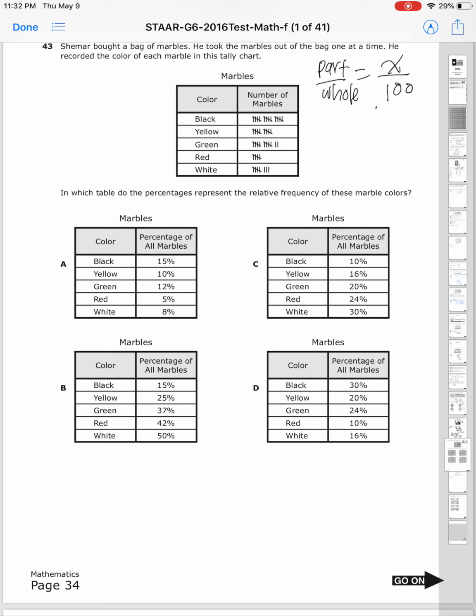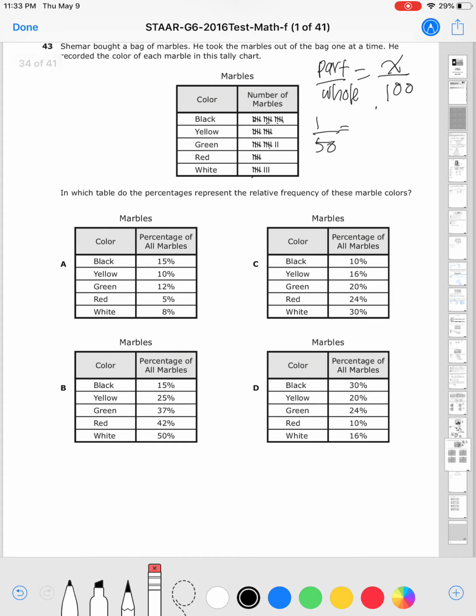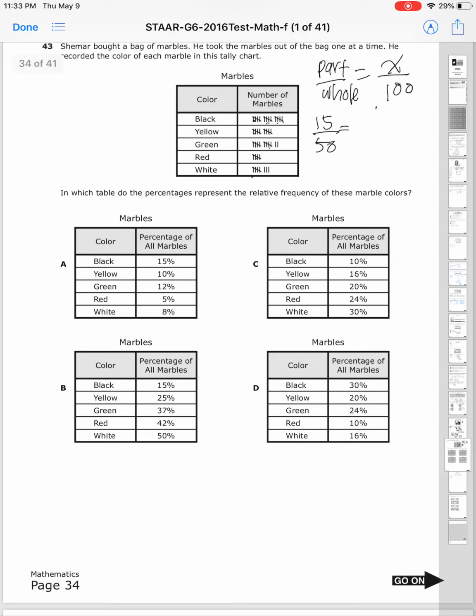And so when I add them all together, I have 5, 10, 15, 20, 25, 30, 35, 40, 45, 50. So I have 50 total marbles. And I'm trying to find the black ones first. So there's 5, 10, 15 black, which is my part. That does not look like a 15. My bad. Let's erase this for a second. Right? 15 black. I need to do part over whole.